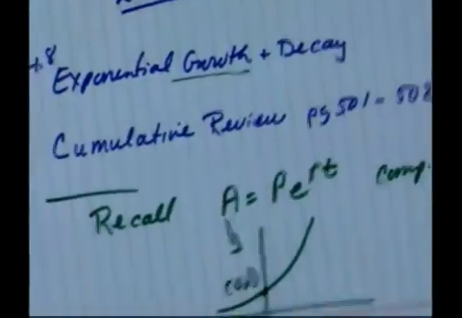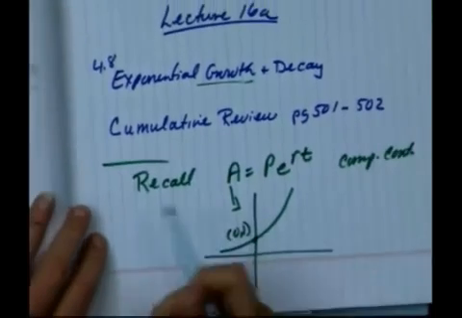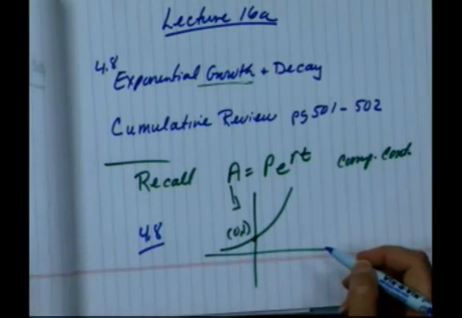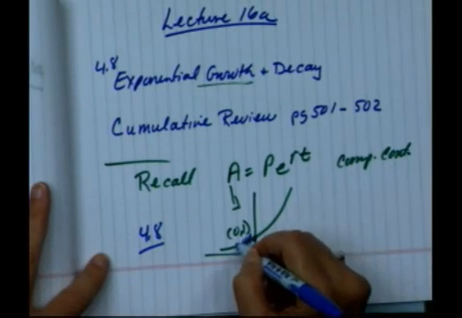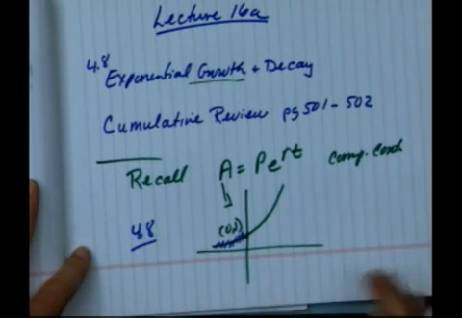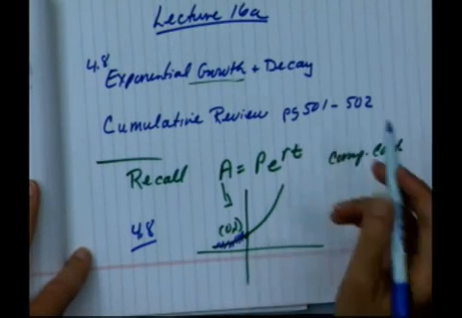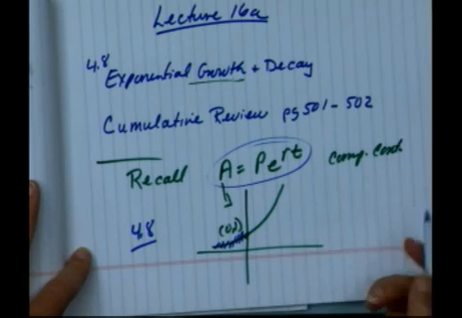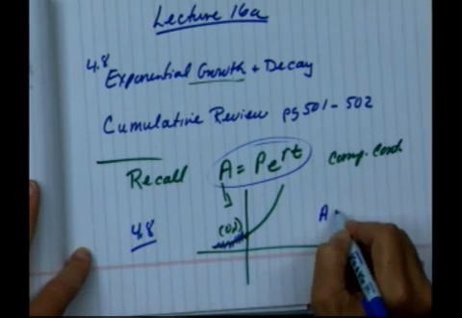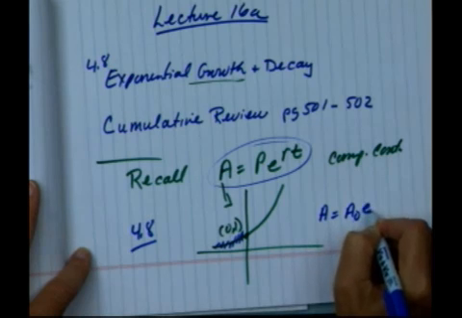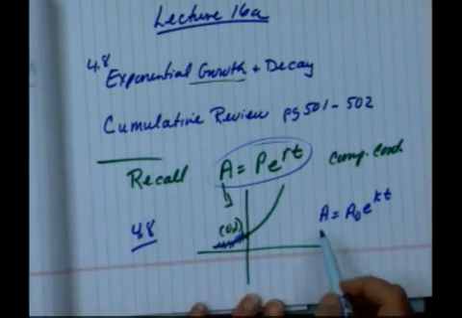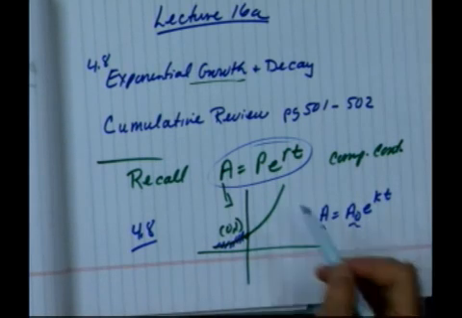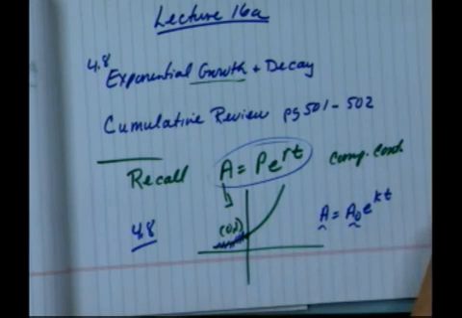Now the difference for section 4.8 is that we're talking about a real population, so we wouldn't be talking about negatives, so we'll take that little part of the graph off. And this is uninhibited growth, just going forever and ever. This formula right here works perfectly, except that your book is going to give you the formula A equals A sub 0 e to the kt. These are just symbols in your formula, so if you just want to remember A equals P e to the rt, that will always work.